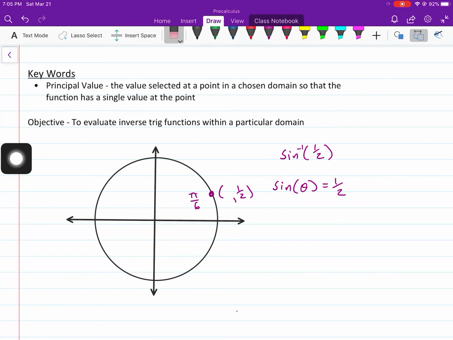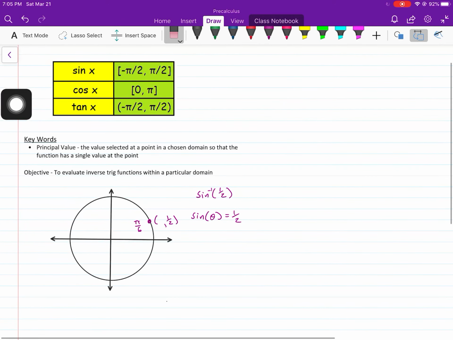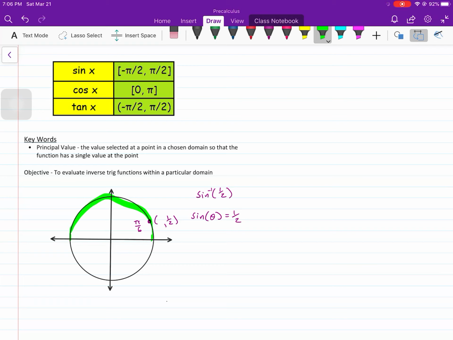So what we do is we just restrict it to particular domains. We're going to say your answer for sine needs to be between negative pi over 2 and pi over 2. Our cosine would need to be between 0 and pi. And then tangent would be the same as sine, between negative pi over 2 and pi over 2. The reason for that is because sine will go through each value from down here to up here, just like cosine would go through each value from here to here. So that's all we would need.